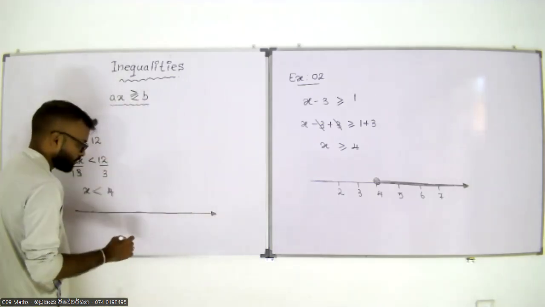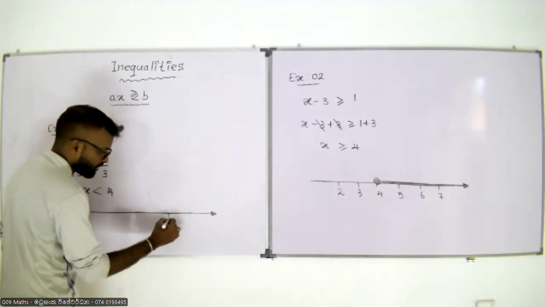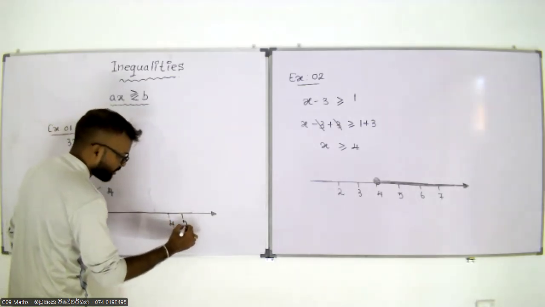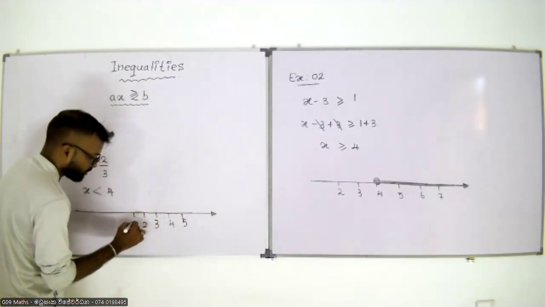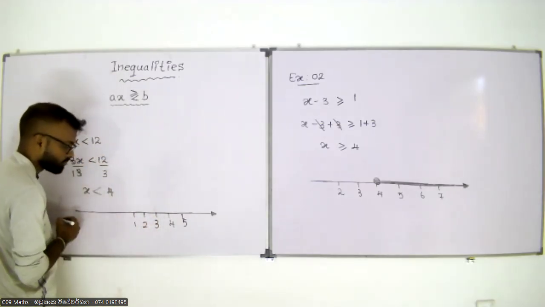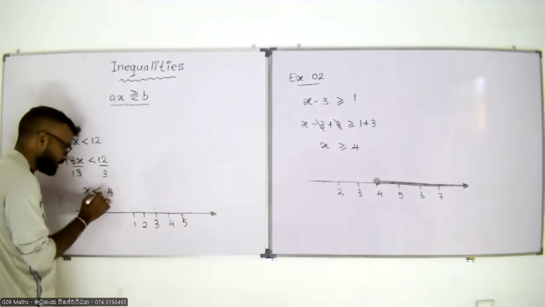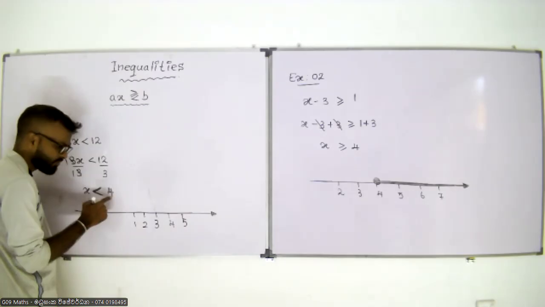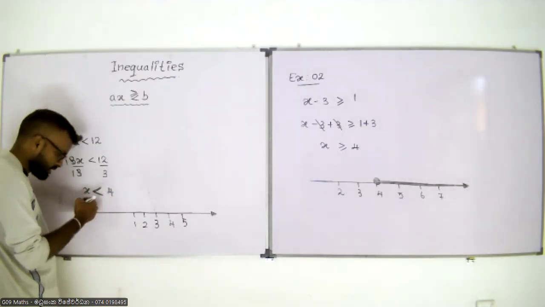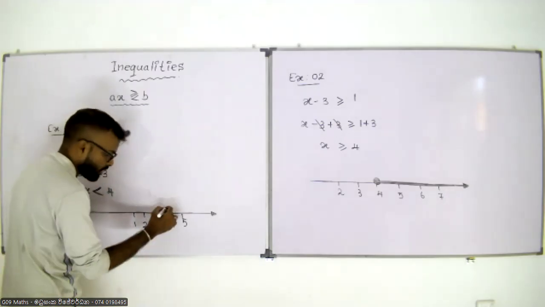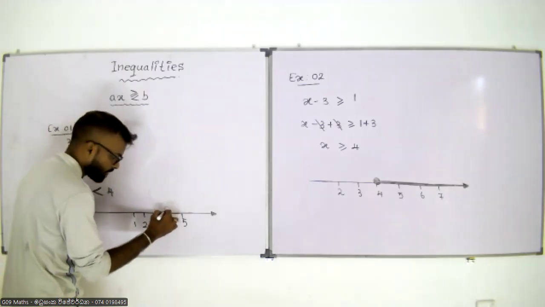So where is 4? 4 is somewhere around here. And here you have 5, here you have 3, here you have 2, here you have 1, and so on. This is just an inequality. That means you have a less than mark. X is less than 4. All the values that you can refer for x are less than 4. So you have to begin from 4.